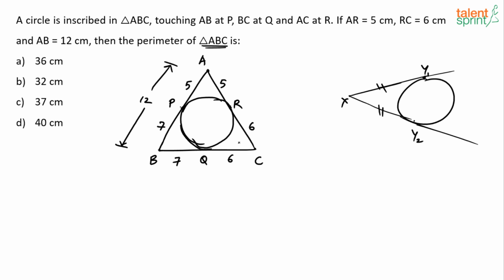What is he asking for? The perimeter of triangle ABC. 5 plus 6, 11. 7 plus 6, 13. And 7 plus 5, 12. Or in other words, 5 and 5, 10.